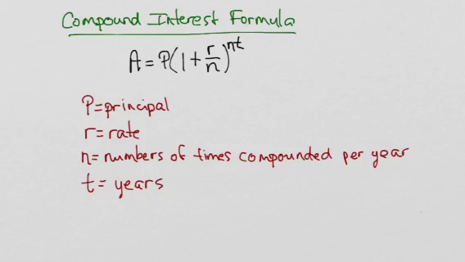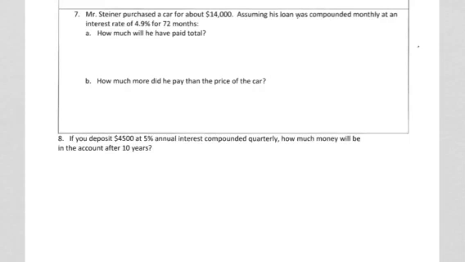And then the T is the number of years. And then in the formula, those two numbers need to be multiplied together for your exponent, your N and your T. It's not a decimal, it's an actual multiply. All right, so let's look at a couple of story problems today.